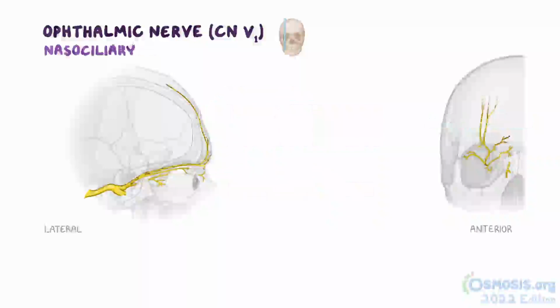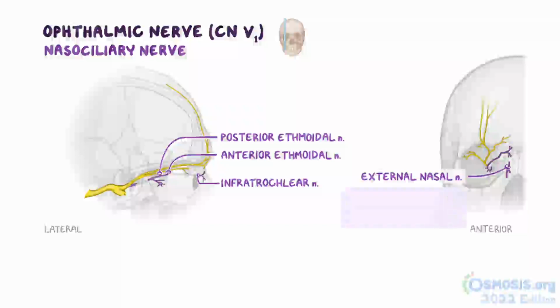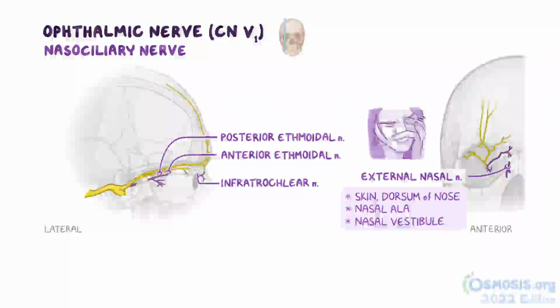Next is the nasociliary nerve, which divides into the anterior ethmoidal, the posterior ethmoidal, and the infratrochlear nerves. The anterior ethmoidal nerve travels a long way through the nasal cavity and exits between the nasal bone and the lateral nasal cartilage as the external nasal nerve. It supplies sensory innervation to the skin of the dorsum of the nose, the nasal ala, and the nasal vestibule. So whenever the tip of your nose feels itchy, you know it's that pesky external nasal nerve.